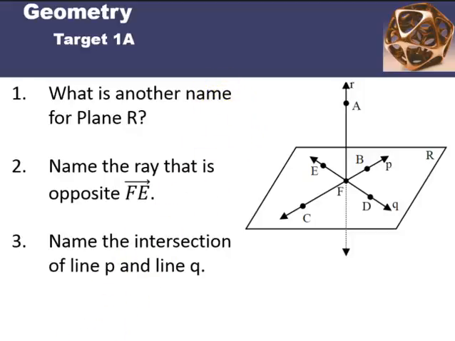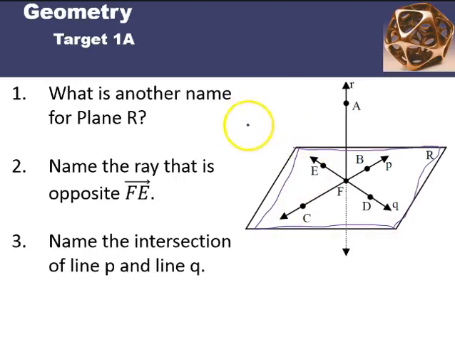Okay, so this is the 1A target review. So what is another name for plane R? So plane R is this rectangular shape right here, or parallelogram actually.